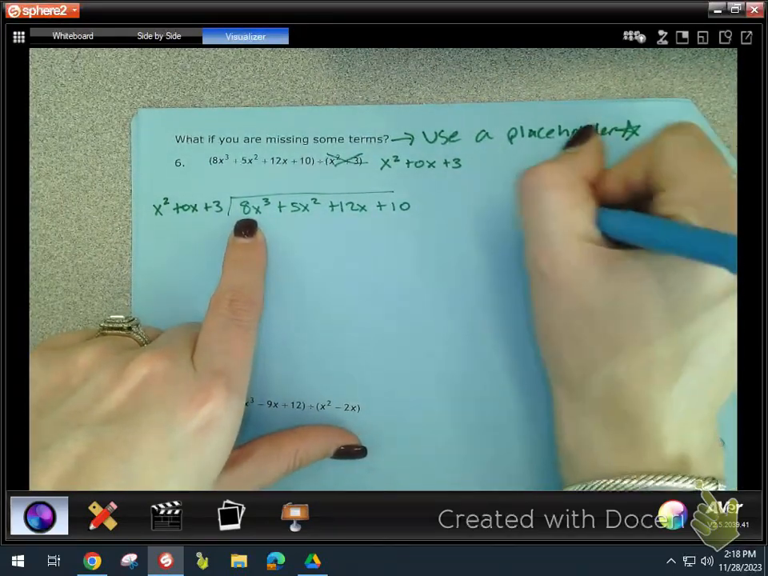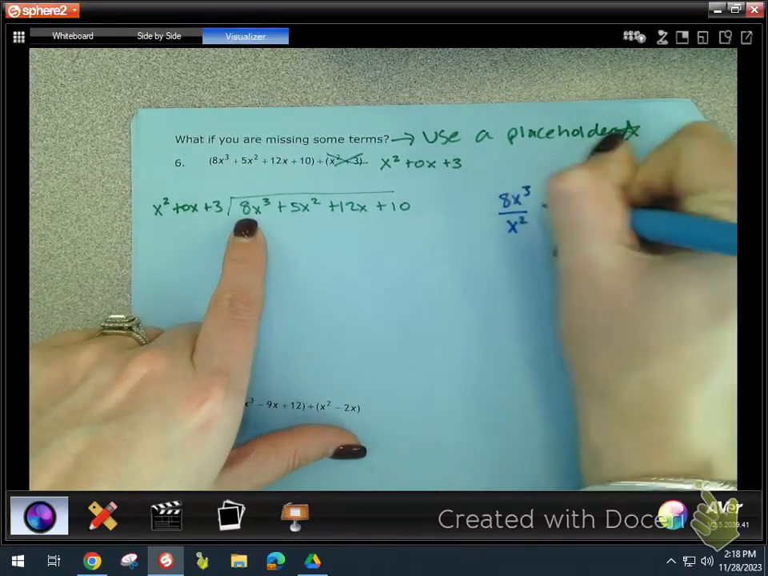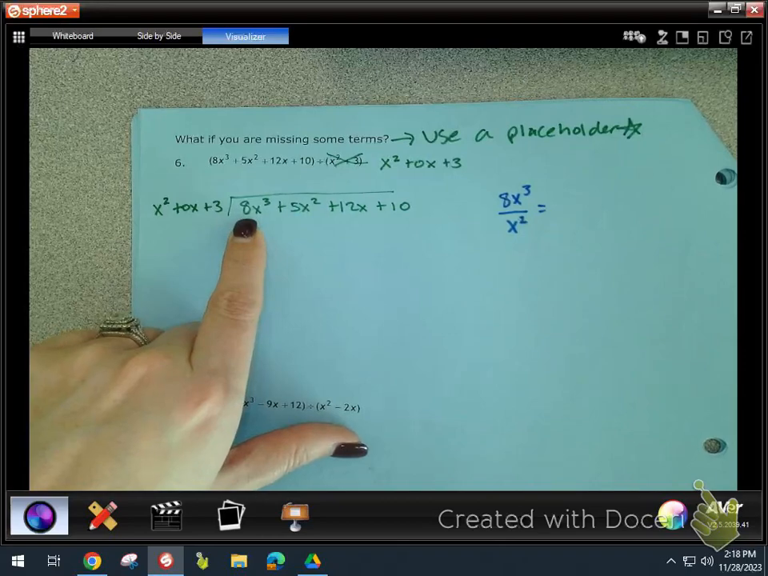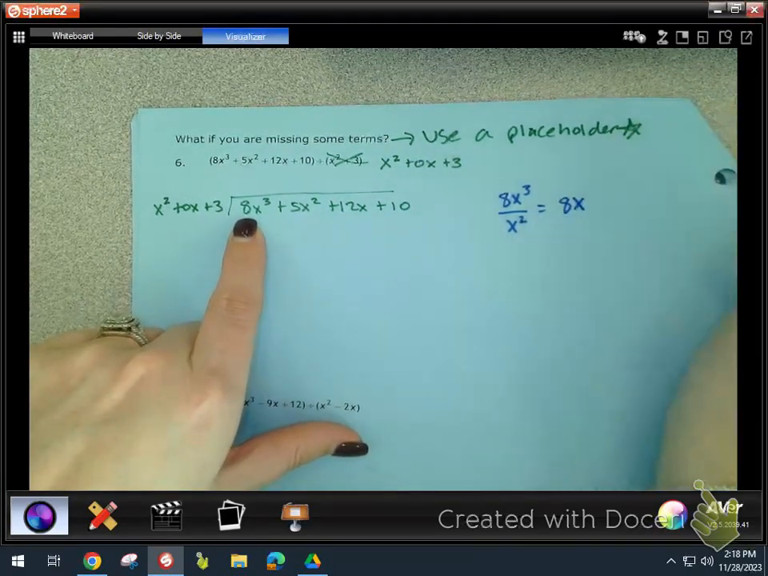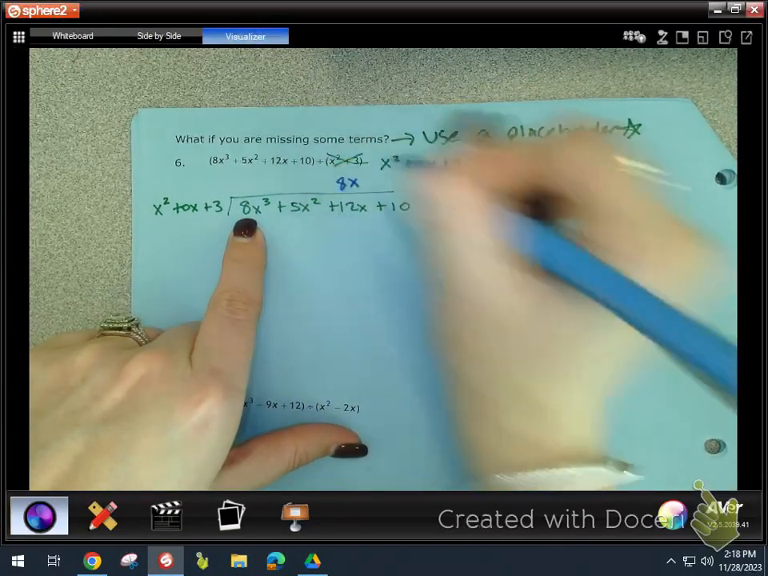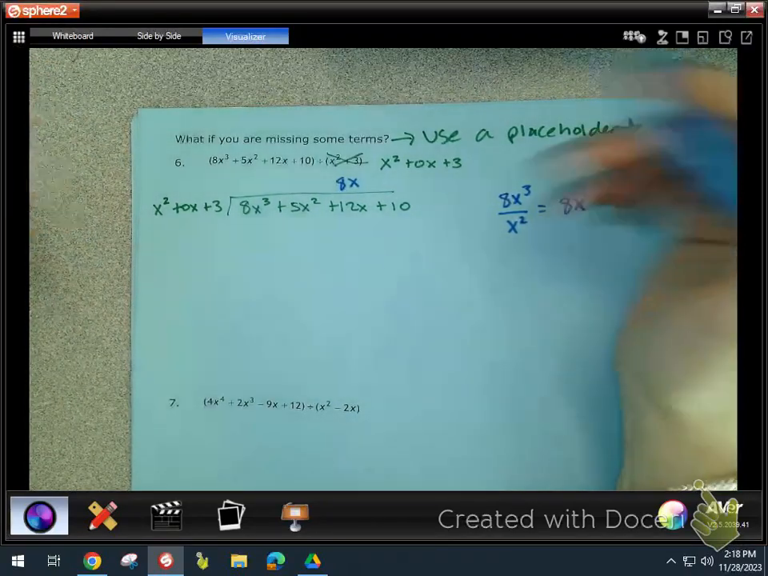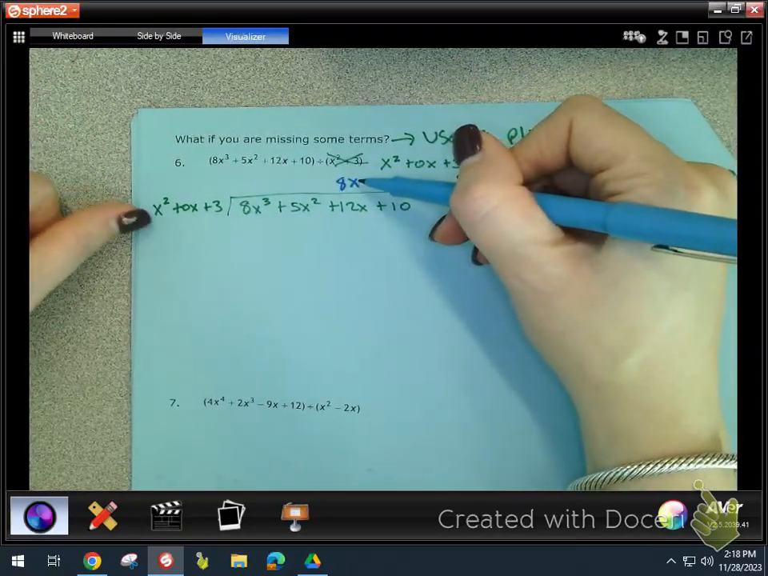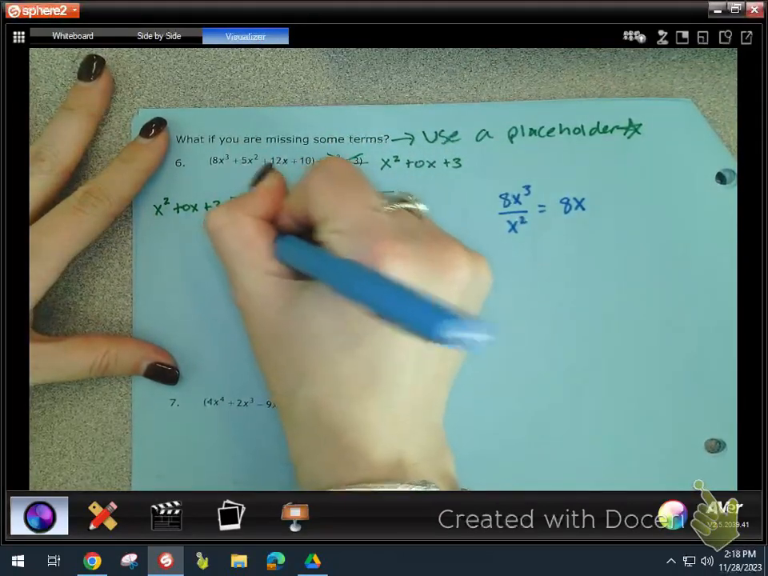Process is still the same. I'm doing 8x to the third divided by x squared. What is that? 8x. So I put that at the top. And then I do my multiply to all the terms and flip the sign. So 8x times x squared is positive 8x cubed. I'm going to write negative 8x cubed.